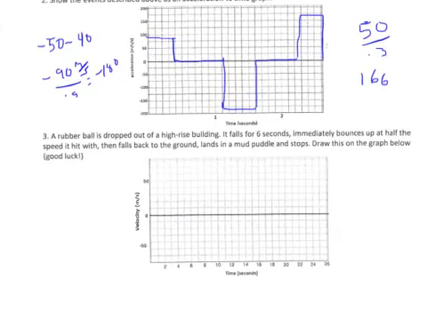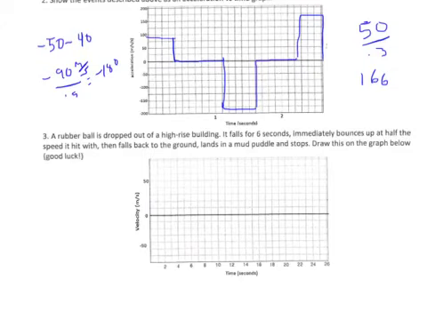All right, a rubber ball is dropped out of a high-rise building. It falls for 6 seconds, immediately bounces up to half the speed it hit with, and falls back to the ground, lands in a mud puddle and stops. Draw this graph below, and good luck. Now, bouncing balls have an interesting look to them.